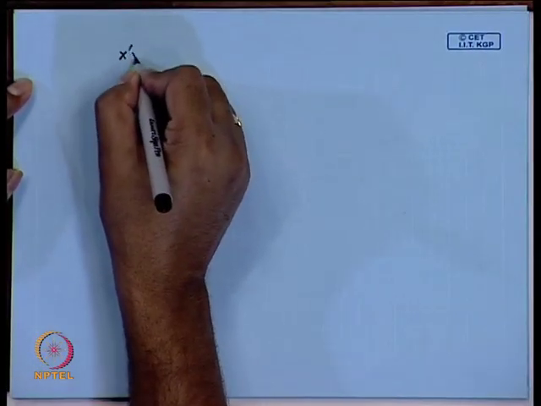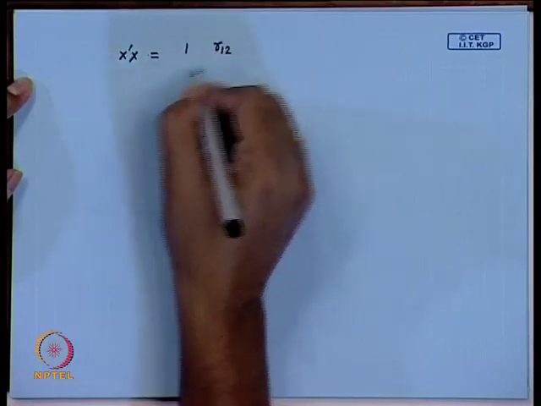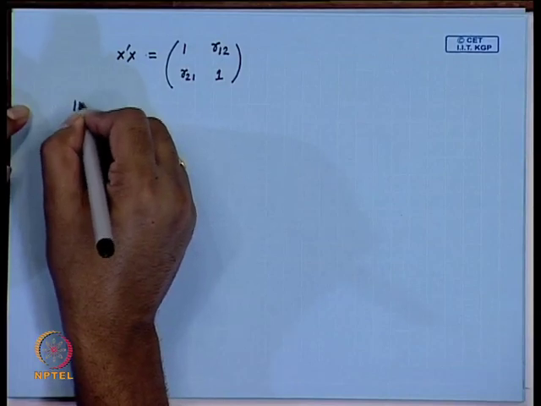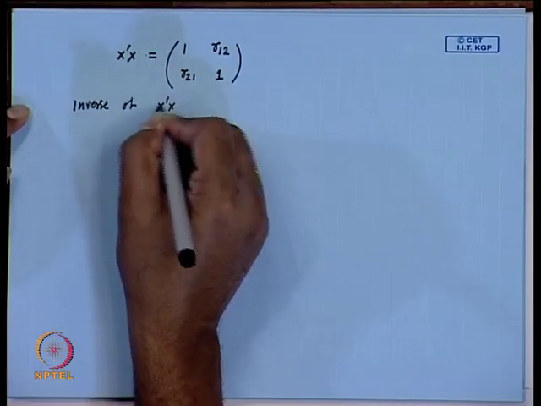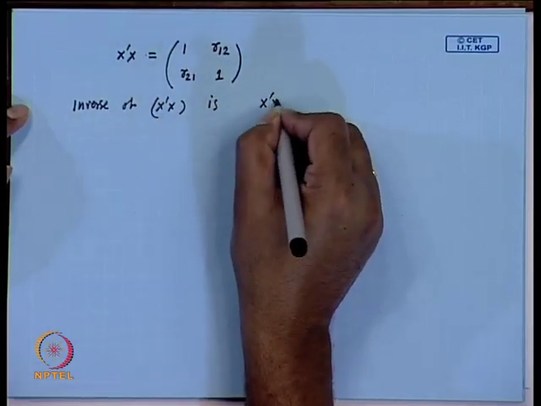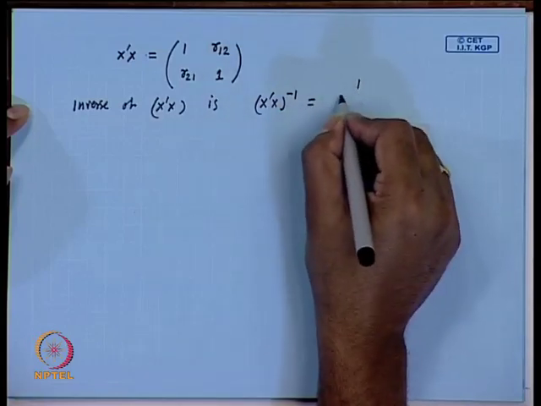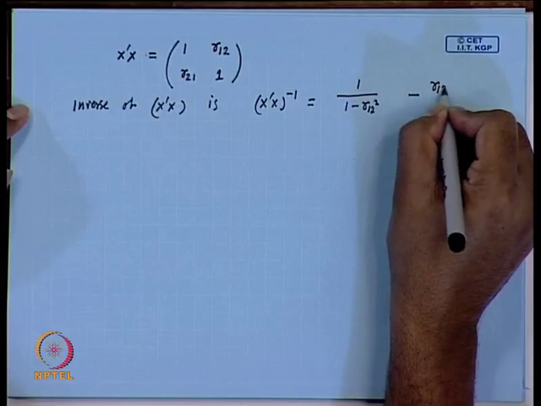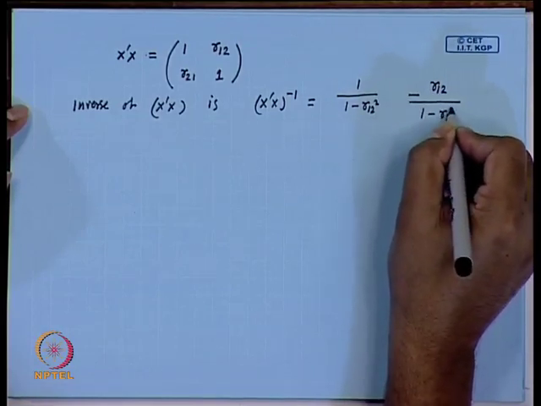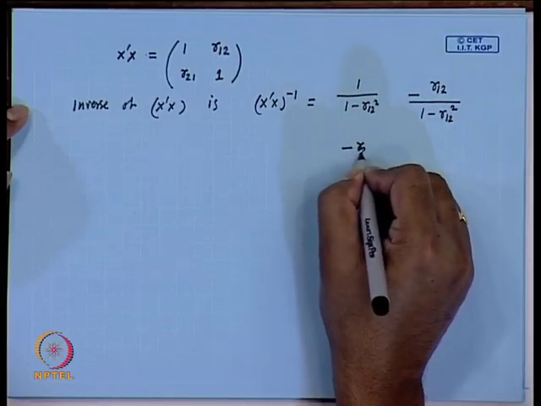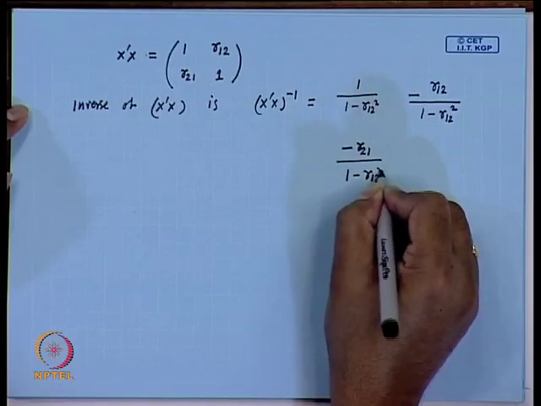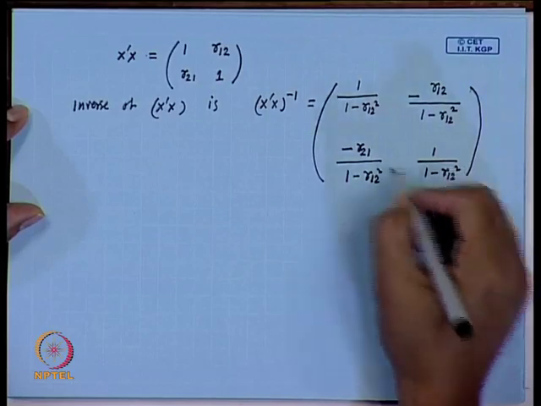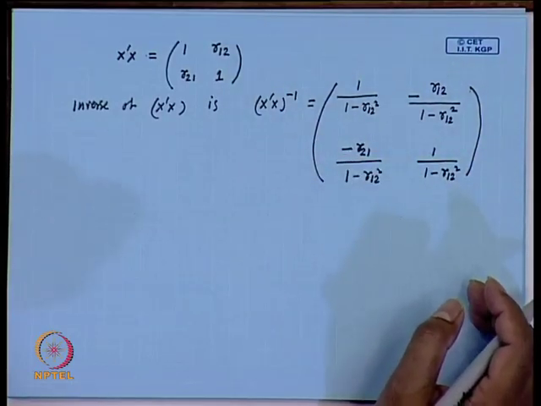Well, so what we have is that X prime X is equal to [[1, r12], [r21, 1]], and you can check that the inverse of X prime X, which is (X prime X) inverse, is equal to 1 by (1 minus r12 square) times [[1, minus r12], [minus r21, 1]]. It is not difficult to check that this is the inverse of X prime X, right.